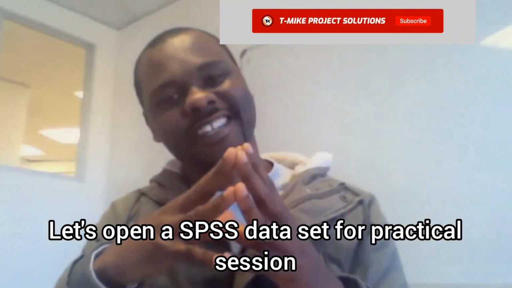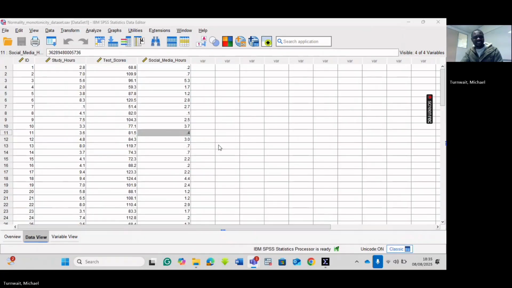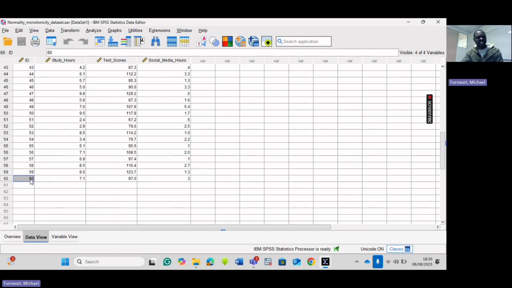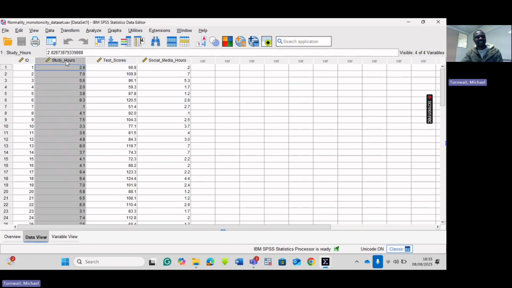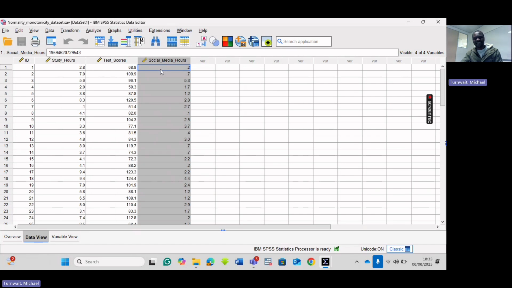Let's open our SPSS dataset for the practical section. Our SPSS dataset is as shown. So this is the ID. We have 60 students that participated in the study. This is study hours, test score, social media hours. So we have 3 variables here.